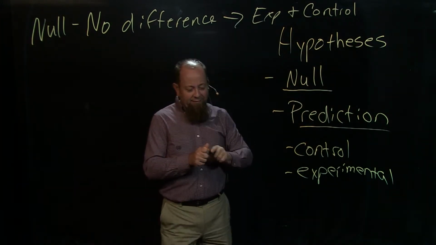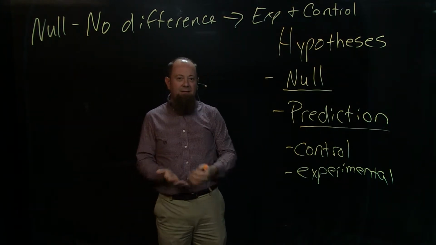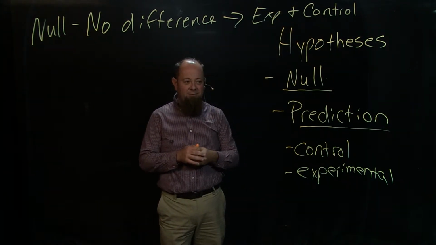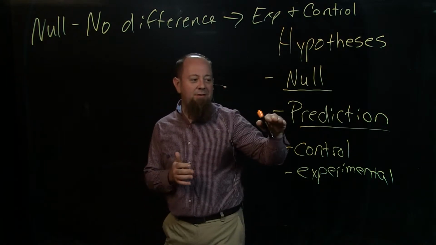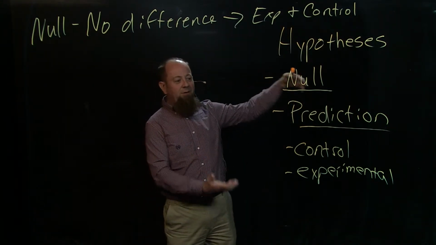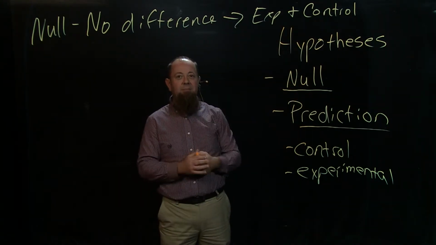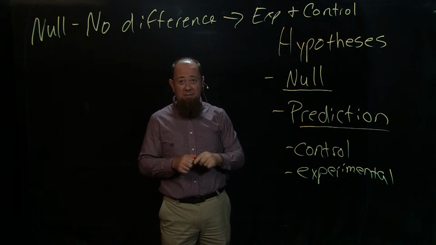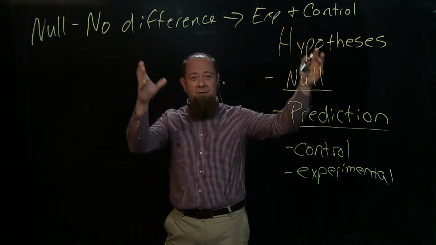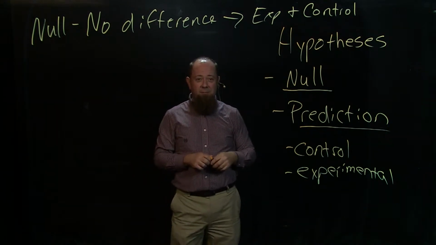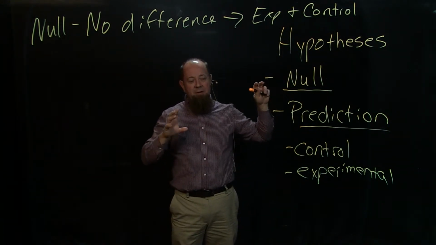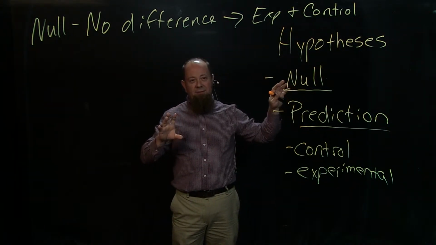And what that does is set you up for your statistical analysis. I know that sounds kind of strange, okay? We've got a research prediction that says that increased production will come from this experimental treatment, but then we've got this null hypothesis that says there'll be no difference between the experimental and the control group. That sounds kind of strange, but it sets you up for your statistical analysis.